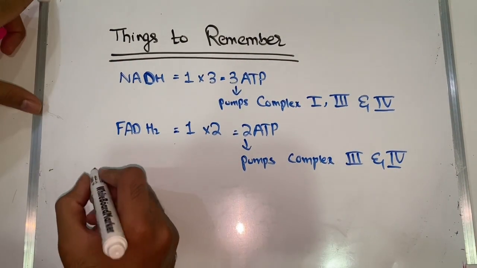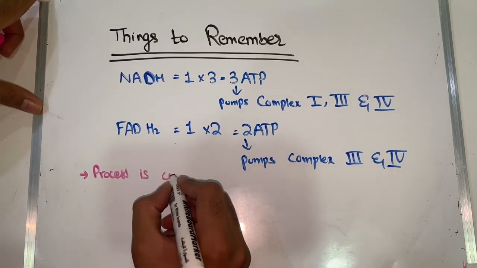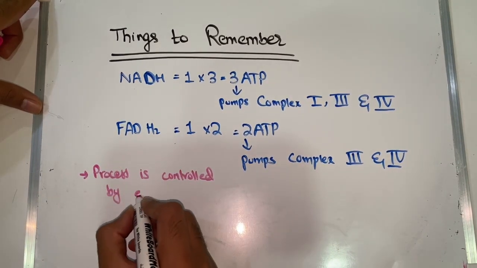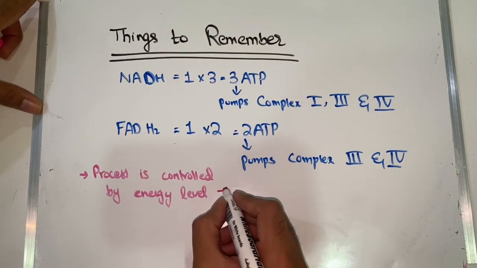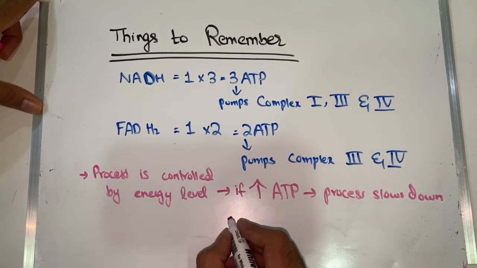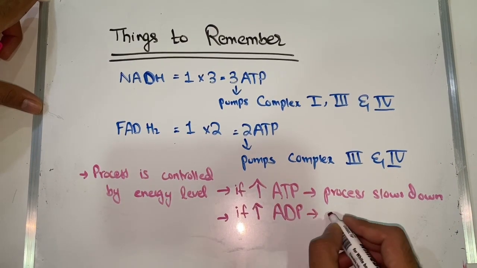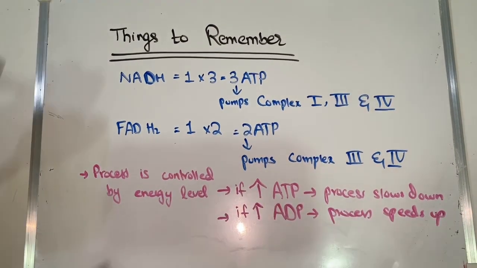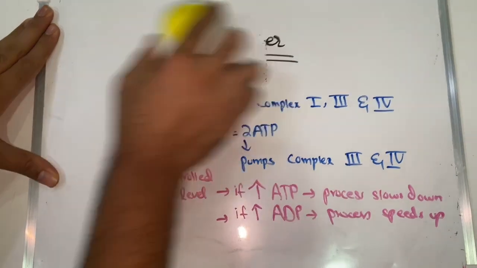Another question arises: how is the process controlled in mitochondria? It is not controlled by hormones, it is controlled by the energy level itself. When the ATP level increases in the mitochondria, the process slows down, and when the ADP level increases in the mitochondria, the process speeds up to make more ATP.